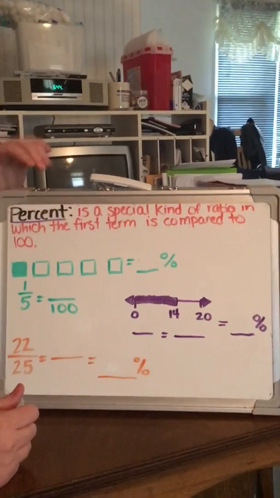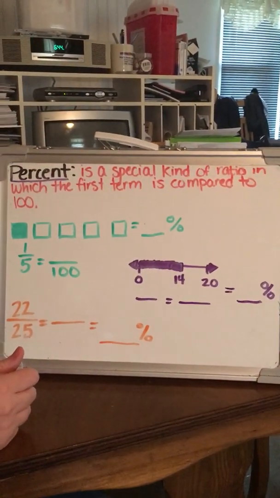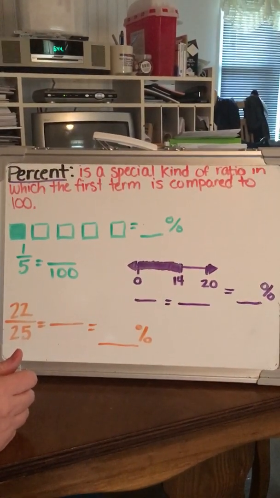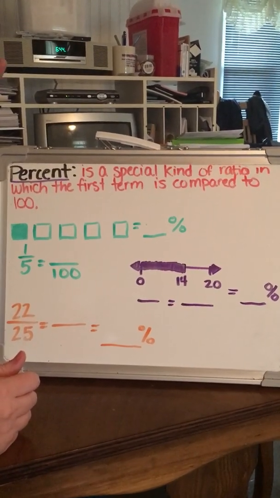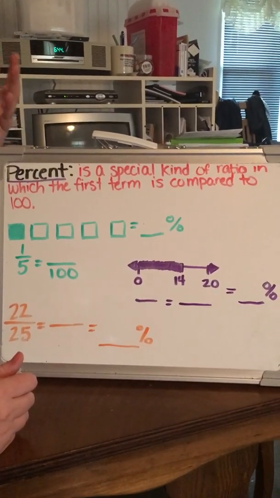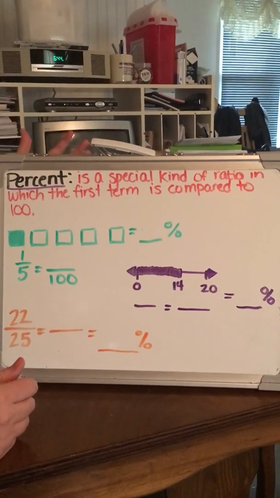Now, we did a similar lesson earlier in the year, so we're going to review with this lesson. So let's go ahead and look at what a percent is. A percent is a special kind of ratio in which the first term is compared to 100. So basically, percents are always out of 100, and we're always comparing some amount to 100%.